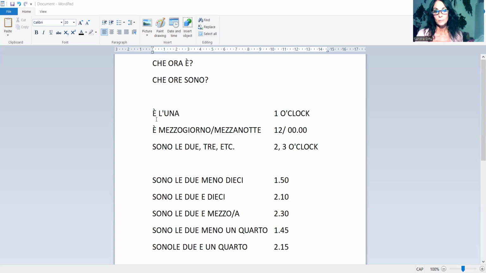So here there is no other way to say the time, really. So literally you're saying it is the one. So è l'una. It is 1 o'clock. Because the hours are feminine, una is feminine, è l'una. And here we have midday and midnight. Singular again, è mezzogiorno, literally half day, or è mezzanotte, it is half night.